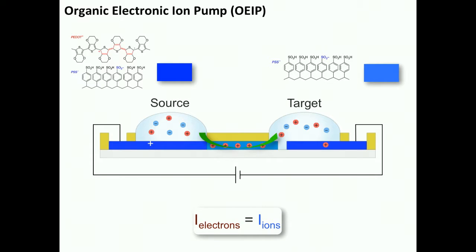And ideally, the number of electrons equals the number of ions. And in many of these devices, we have close to 100% in, let's say, quantum efficiency in these devices.